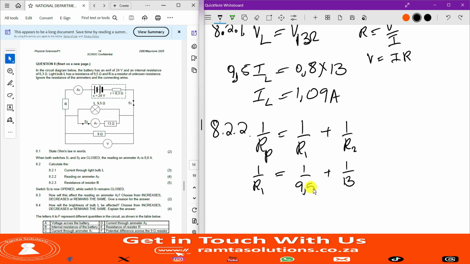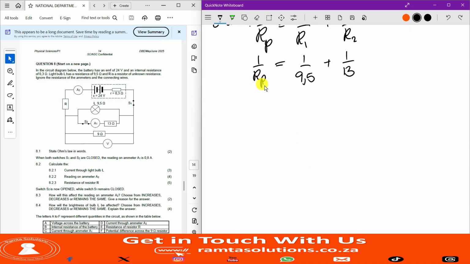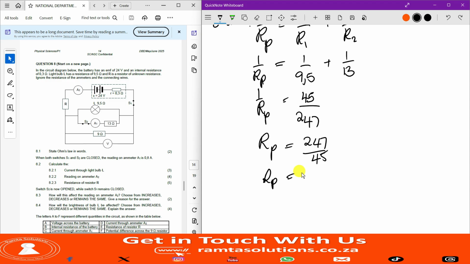9.5. So 1 over 9.5 plus 1 over 13. Okay, cool. So 1 over R sub P is now 45 over 247, right? So your calculator is displaying 45 over 247. Just say 1 divided by answer, meaning R sub P equals 247 over 45.